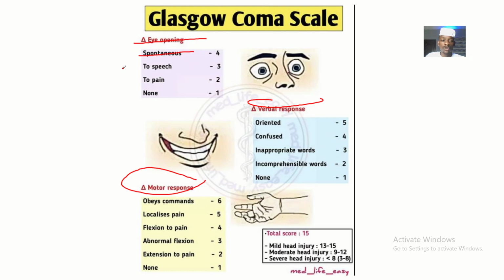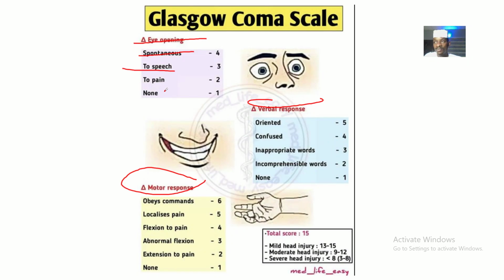If they open their eyes only when you speak to them, you score them 3. If they open their eyes to pain, maybe you tap them with a patella hammer, you score them 2. If you did all of this and the patient could not open their eyes, you score them 1.